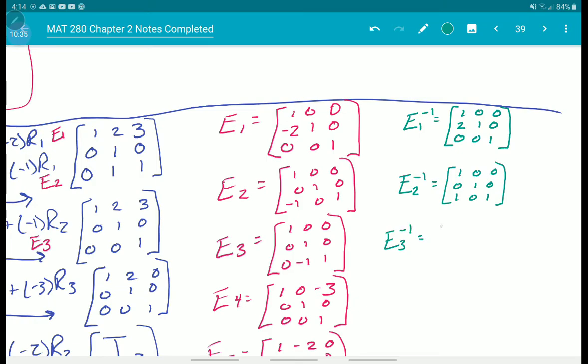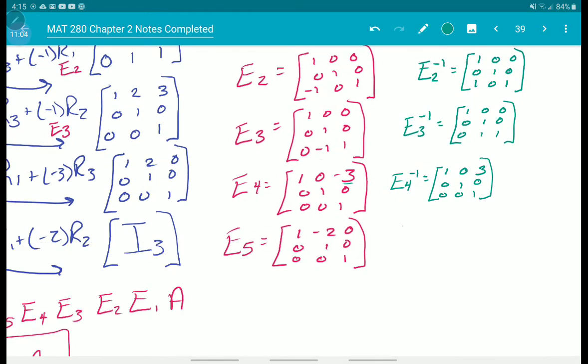What about E3 inverse? It's going to have to undo what's going on with that bottom down here, so it would have to look like this. And then E4 inverse has to undo that negative 3. And then E5 inverse has to undo the negative 2 on the top. So you're always thinking about what row operation would have to be performed to get this back to the identity.